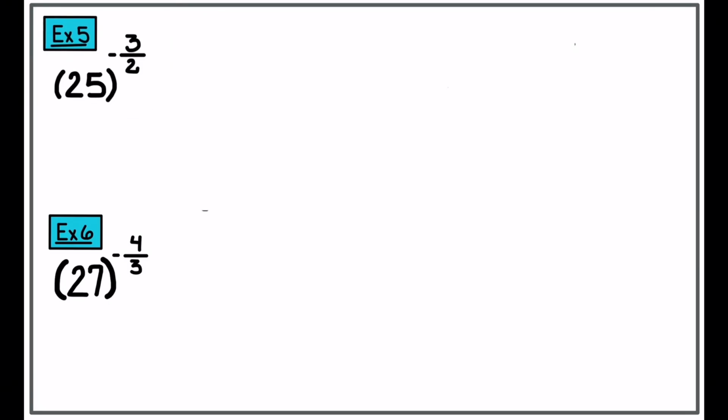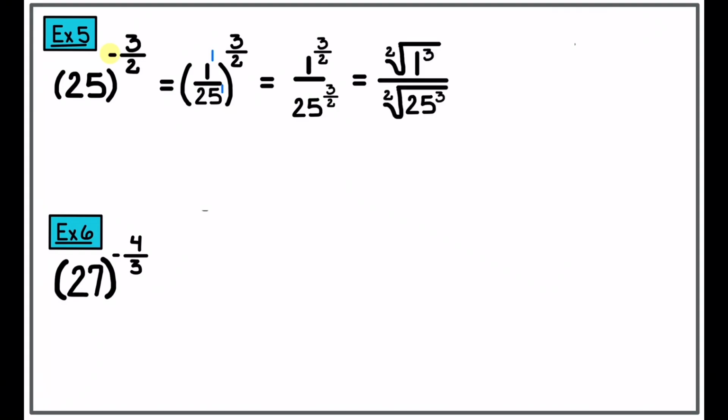In this example, again, I need to get rid of that negative exponent. So I take the reciprocal of the base, and that changes the exponent to a positive 3 over 2. Next, I'm going to use power to a power multiply, taking 1 times 3 over 2, and again 1 times 3 over 2. I have 1 to the power of 3 over 2 over 25 to the power of 3 over 2. Let's use inside over outside, the 3 in the inside, 2 on the outside, 3 on the inside, 2 on the outside.